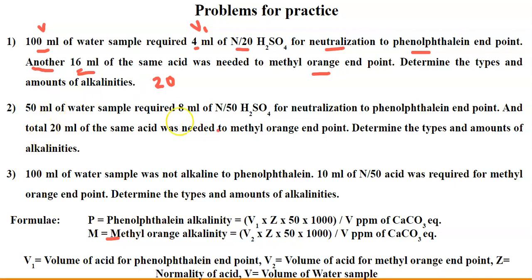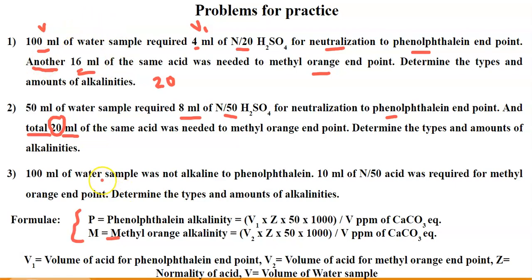Like in the second numerical, they have given that 50 ml of water sample required 8 ml of N by 50 H2SO4 for neutralization to phenolphthalein endpoint. So here V1 would be 8 ml, and then it is given, and total 20 ml of the same acid was needed for methyl orange endpoint. So in this case, the word total is used. So V2 would be directly the value of 20 because total they have given. While in the first question they had said another 16 ml was added. So we have to add 16 plus 4. So these things you need to pay attention to.